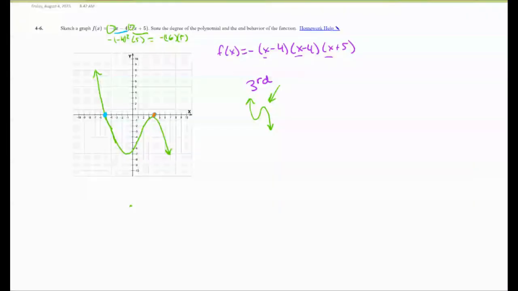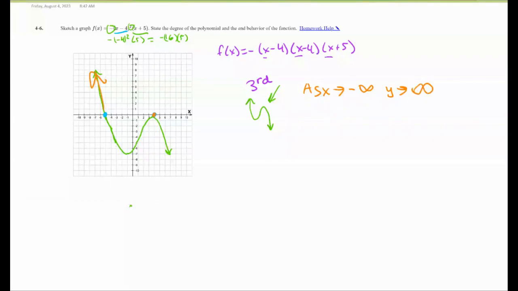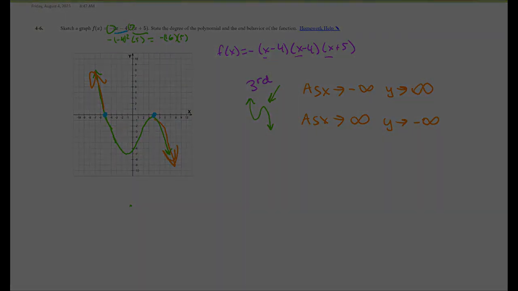So as x approaches negative infinity or decreases, y is going towards positive infinity because as we go to the left, the y value is going up. As x goes towards positive infinity, or as we go to the right, y is going towards negative infinity because as we go to the right, my graph is pointing down.